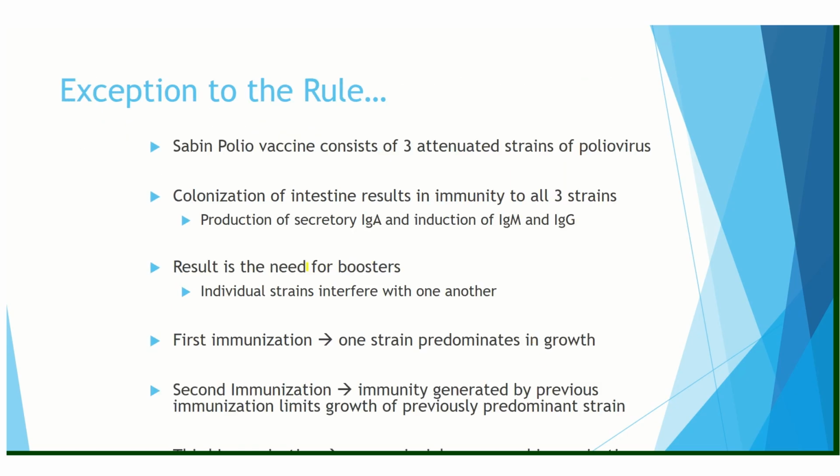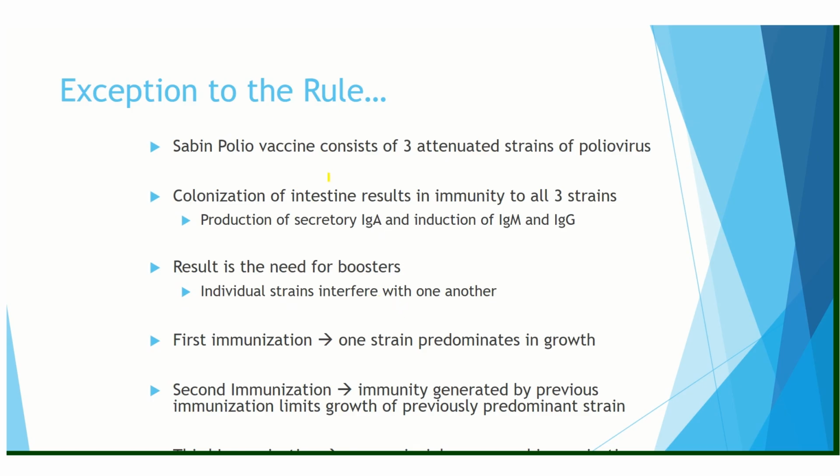So how about the exceptions? For example, the polio vaccine consists of 3 attenuated strains of poliovirus. Also, colonization of the intestine results in immunity to all 3 strains, production of secretory IgA and induction of IgM and IgG. The result is the need for boosters. Individual strains interfere with one another.